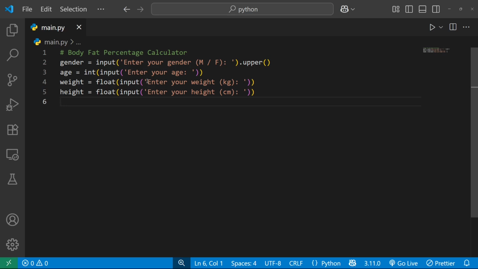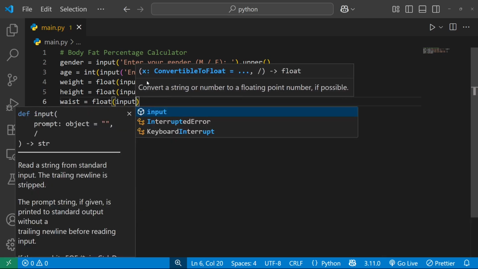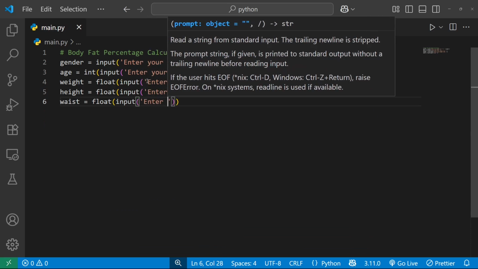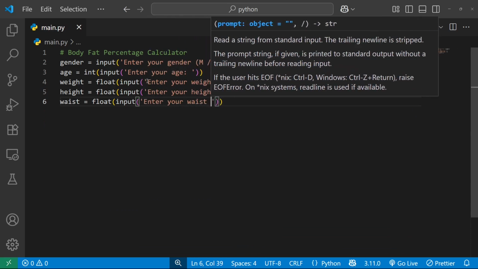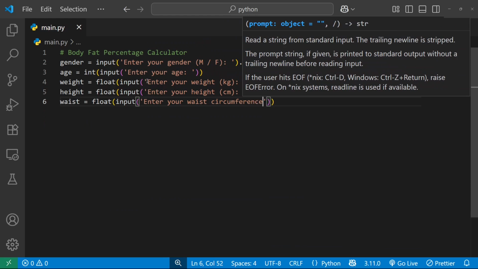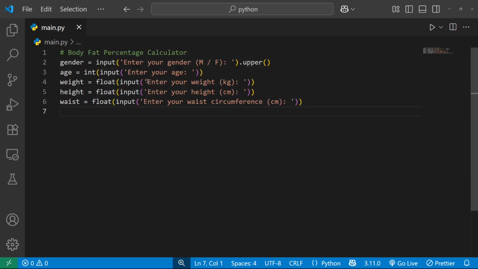Okay, and now waist. How many centimeters do you have around your waist? So input: enter your waist circumference. I hope I pronounce it correctly. Okay, great. I think that's enough. We have everything we need.